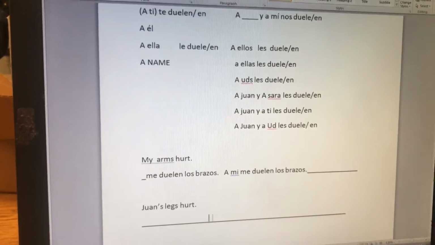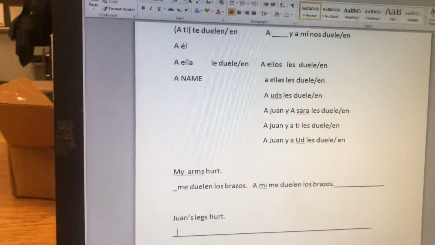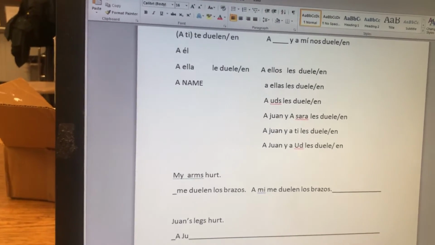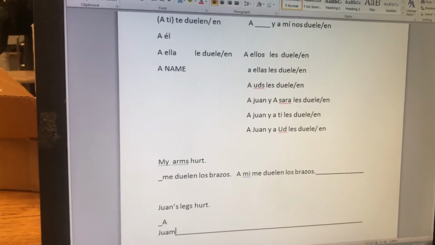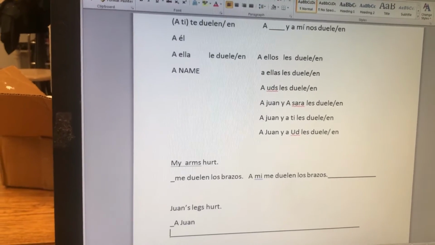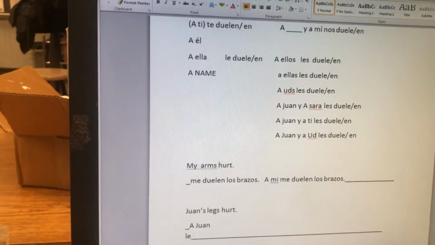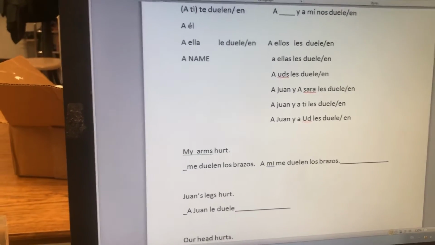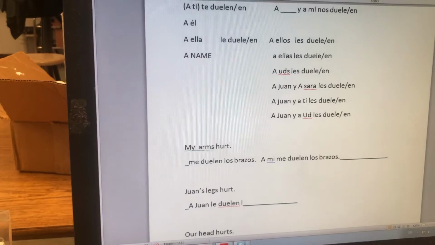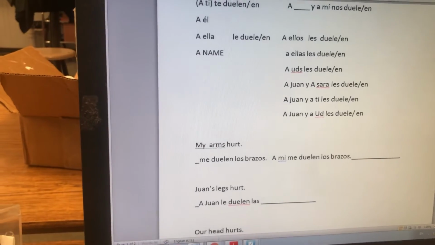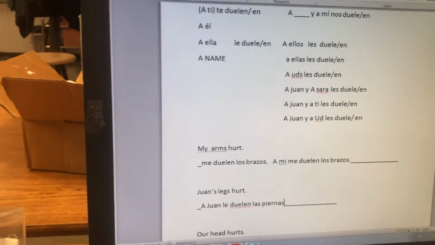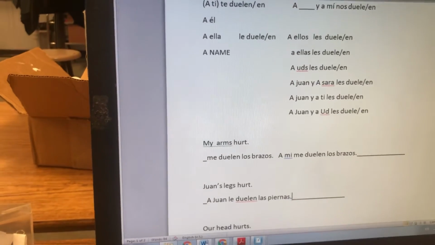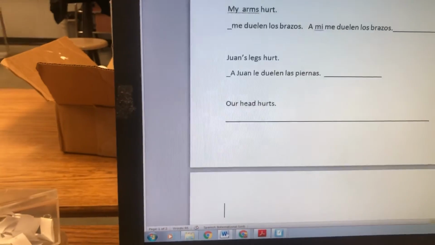Juan's legs hurt. Both of his legs. He's one person, but both his legs hurt. The a Juan is not optional in this case because it's only optional for the ones I put that were optional. And it's le because he's just one Juan, not plural. And it is duelen because there are two legs. Las piernas. Remember, you have to say the legs in Spanish. You are not allowed to leave off the el, la, los, or las.